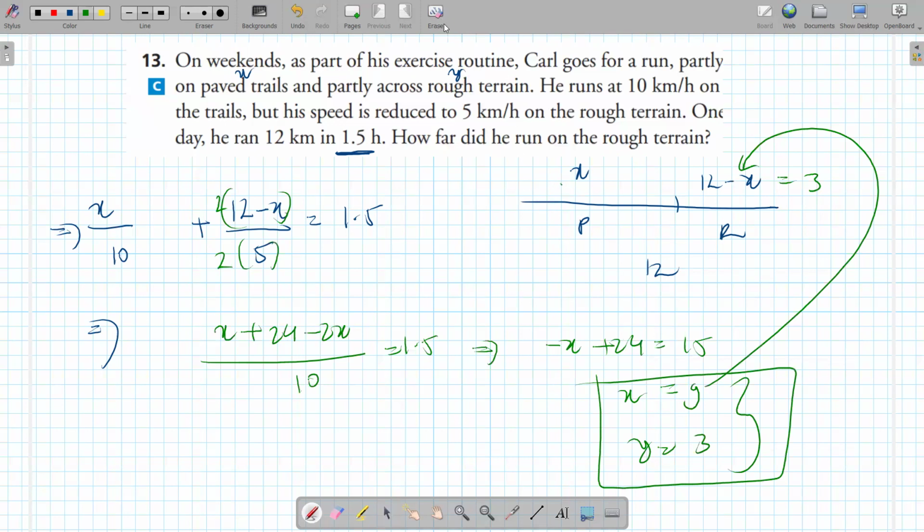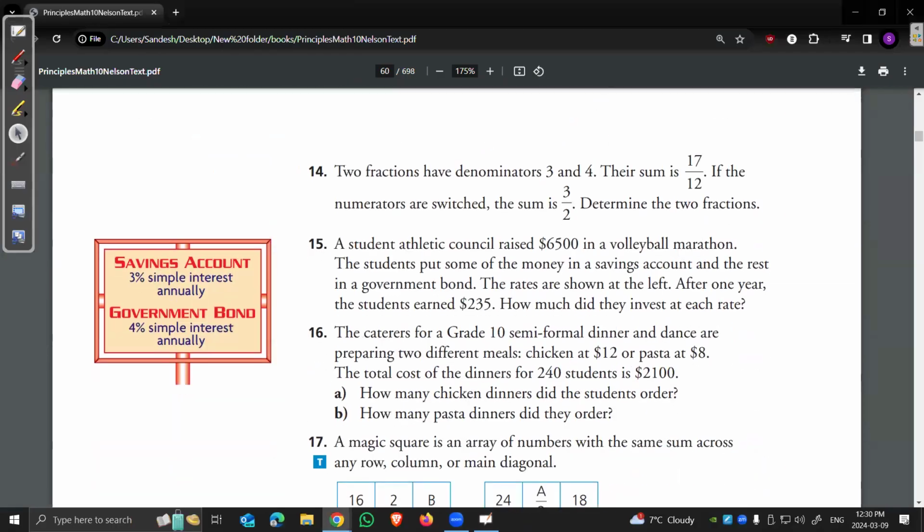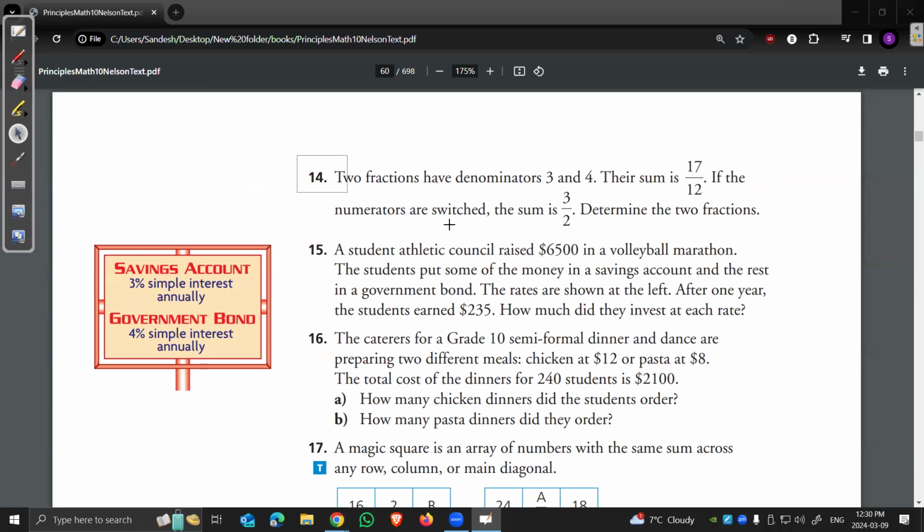Easy peasy, right? Once you know how to do some of these, they're all pretty similar. Let's see if this one's any different.